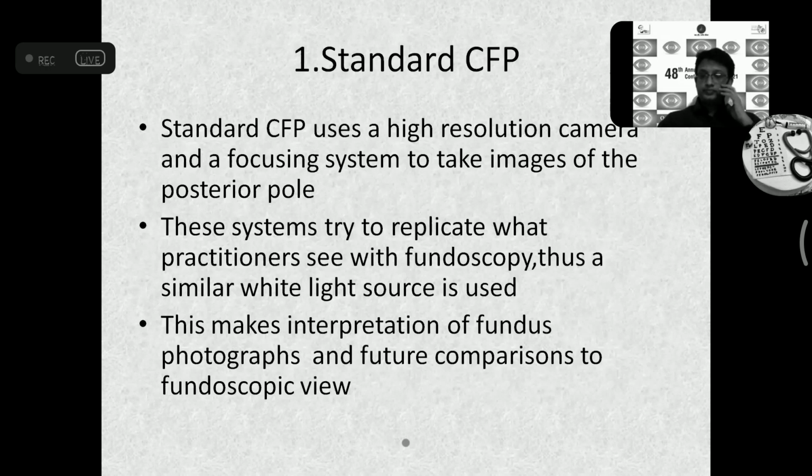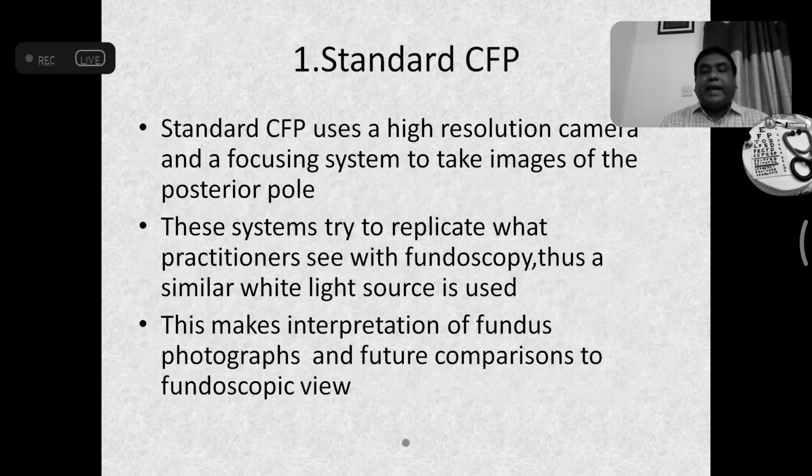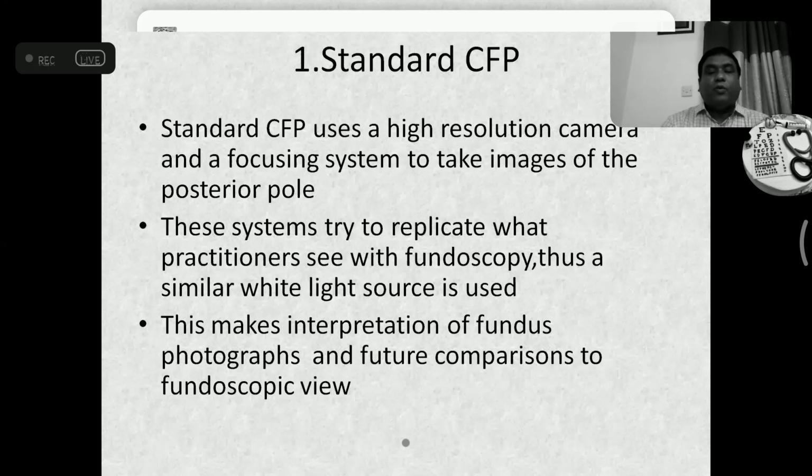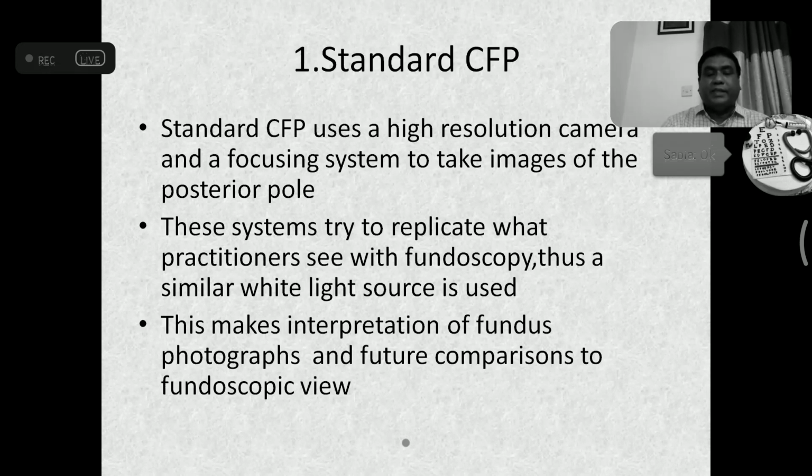Standard color fundus photography uses a high resolution camera and a focusing system to take an image of the posterior pole. These systems try to replicate what practitioners see in the fundus. Thus, a similar white light source is used. This makes interpretation of the fundus photographs and future comparisons similar to the fundoscopic view.